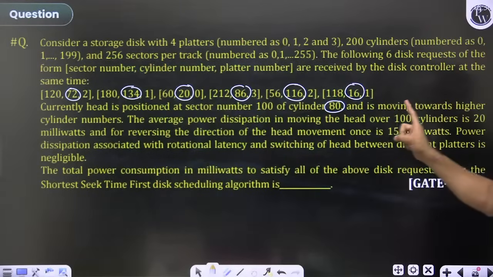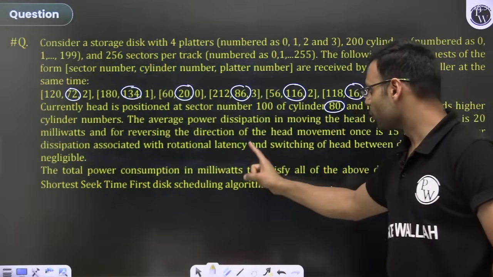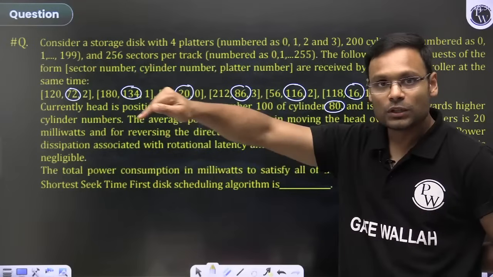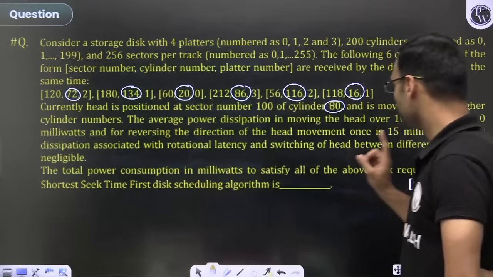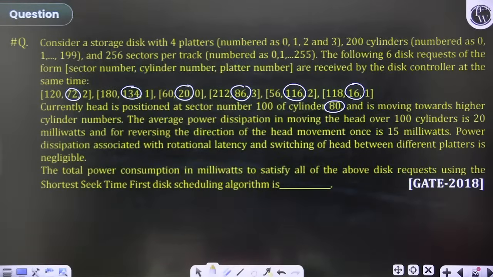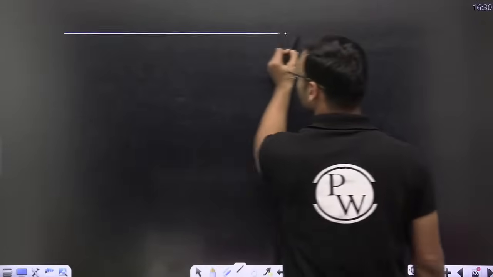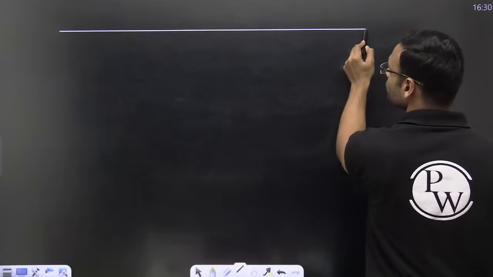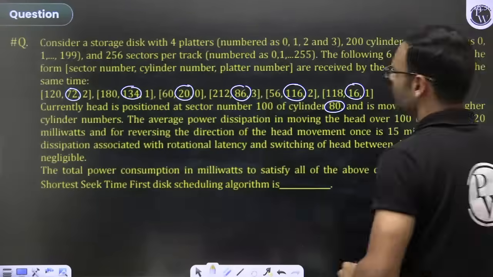The head is moving towards higher cylinder numbers. The average power dissipation in moving the head over 100 cylinders is 20 milliwatt, and for reversing the direction is 15 milliwatt. Power dissipation associated with rotational latency in switching the head between the different platters is negligible. So only head movement through the cylinders takes power, and I just have to calculate that. What is the total power consumption in milliwatt to satisfy all of the above requests using the SSTF algorithm? So let's do one thing. First, cylinders. How many cylinders do we have? 200 cylinders, 0 to 199.